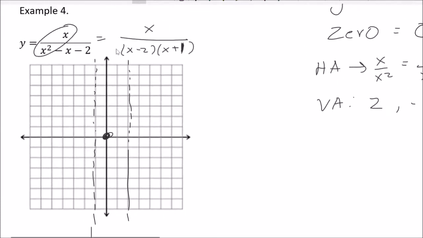What I'm going to do is plot a few points to help us graph this a little better. What I'm noticing right now, we already have x equals 0. I don't have anything for x equals 1, so let's do that. If x equals 1, we have 1 over 1 minus 2, that's -1, and 1 plus 1, that's 2. So I get 1 over -2, or -1/2, which tells me that this point's right here.